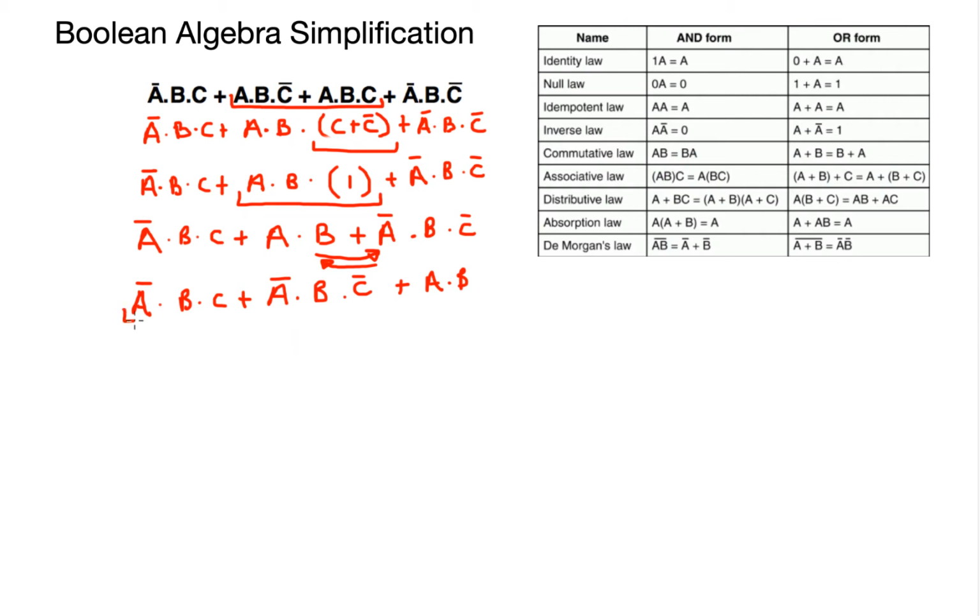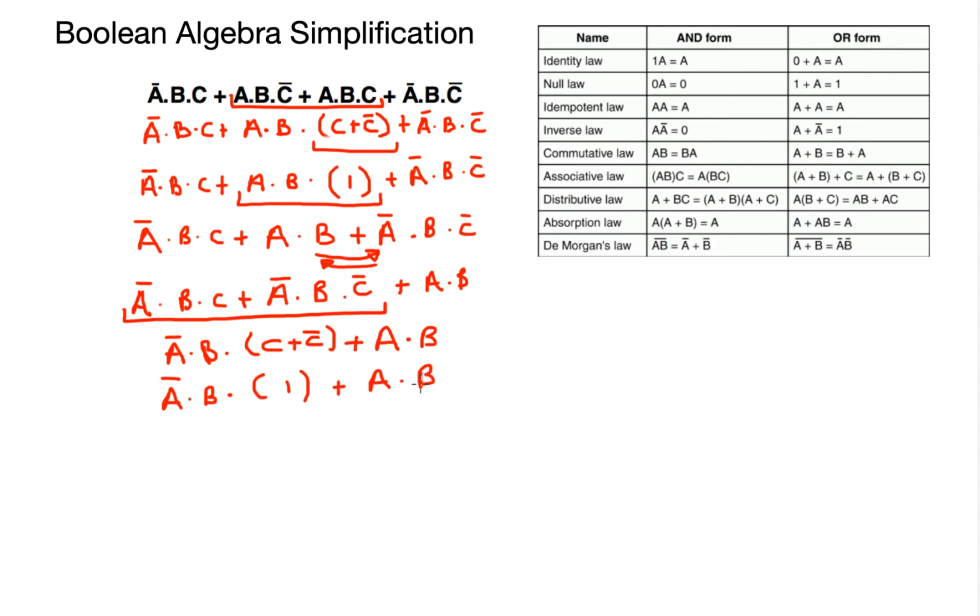And again, I'm going to factorise the not A and the B and put the C and not C inside brackets. And we just apply the same process from before. The C or not C is just going to equal 1. The 1 ANDed with not A and B is just not A and B.